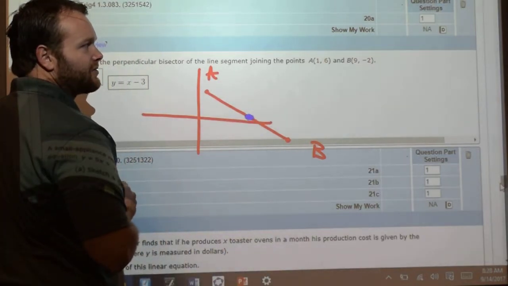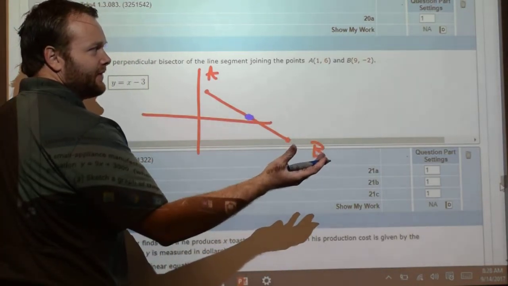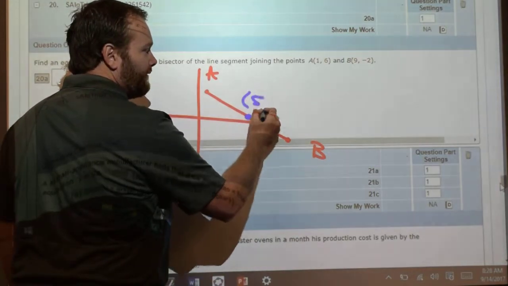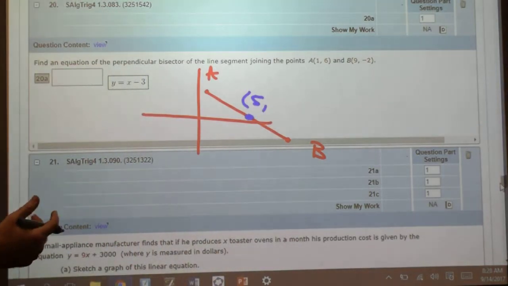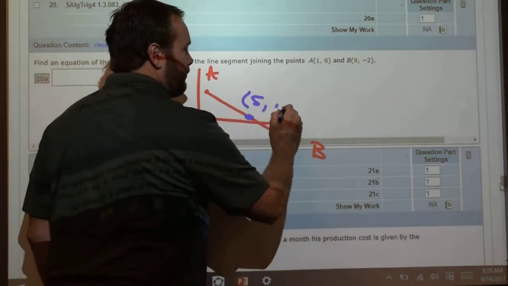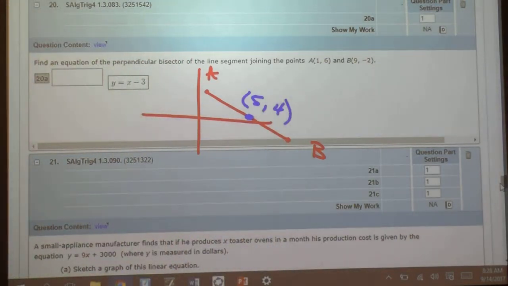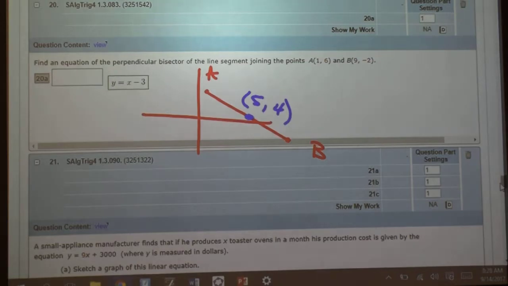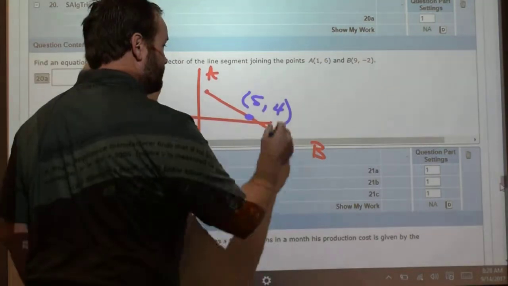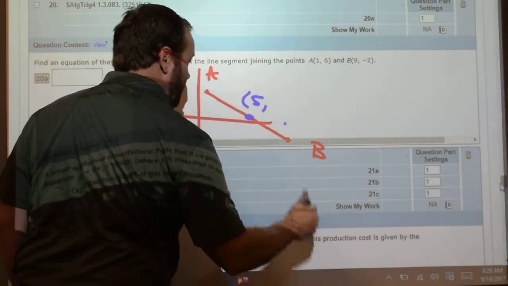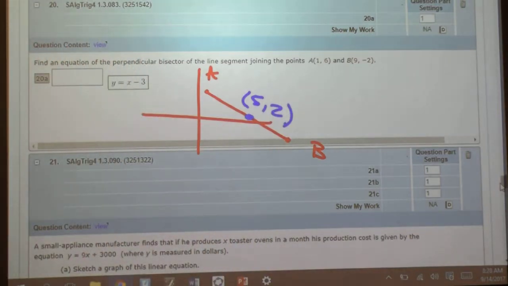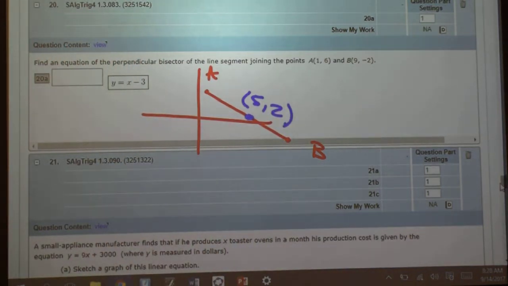Okay? So you need to find that point right there. So we're going to add the x's, divide by 2. So that'll give me what, 5? Add the y's, divide by 2. Okay, so it's going to give me 4. Okay. Oh, got to divide by 2. So 4, 2. 5, comma 2. Sorry. Okay? 6 plus negative 2 is 4. Divided by 2 is 2. So 5, comma 2 is that midpoint that we have to use.